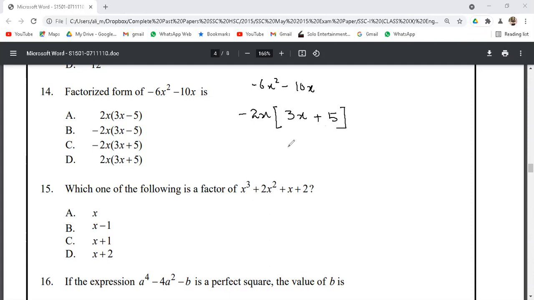So this is the complete factorized form of this given expression. So let's see which option is correct. So option C in question number 14 is the correct answer.